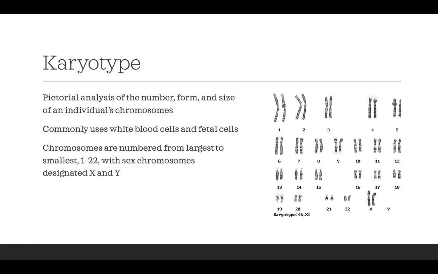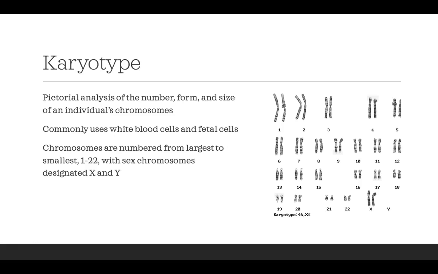Some of the reasons we do this is to determine if there are any chromosomal abnormalities present. Sometimes those are good to know before birth so that we can prepare the family and so that we can be prepared at birth. Karyotypes are organized by size. We have the largest set of chromosomes as number 1, and the smallest is number 22. And then the sex chromosomes are designated as X and Y. Everyone has at least one X chromosome, and females have 2 X chromosomes, and males have 1 X and 1 Y.